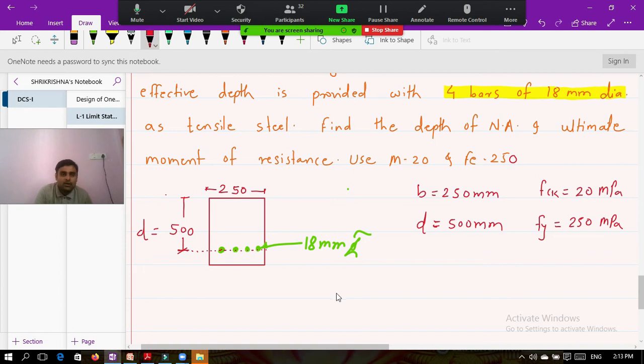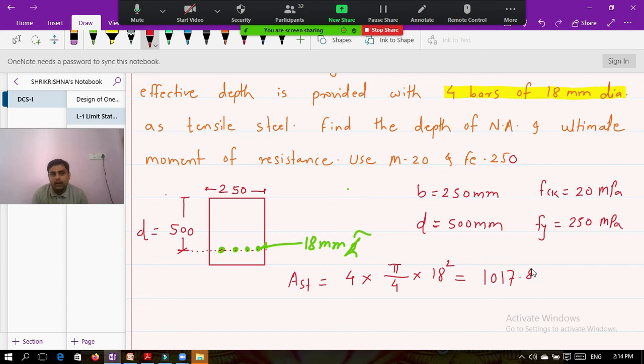So here we can calculate the area of steel. What is the area of steel now? How many bars are provided? 4 into the diameter of each bar, which is 18. So 4 into π by 4 into 18 square. If you do this calculation, it works out to be 1017.87 mm square. So this is the value of area of steel, Ast.